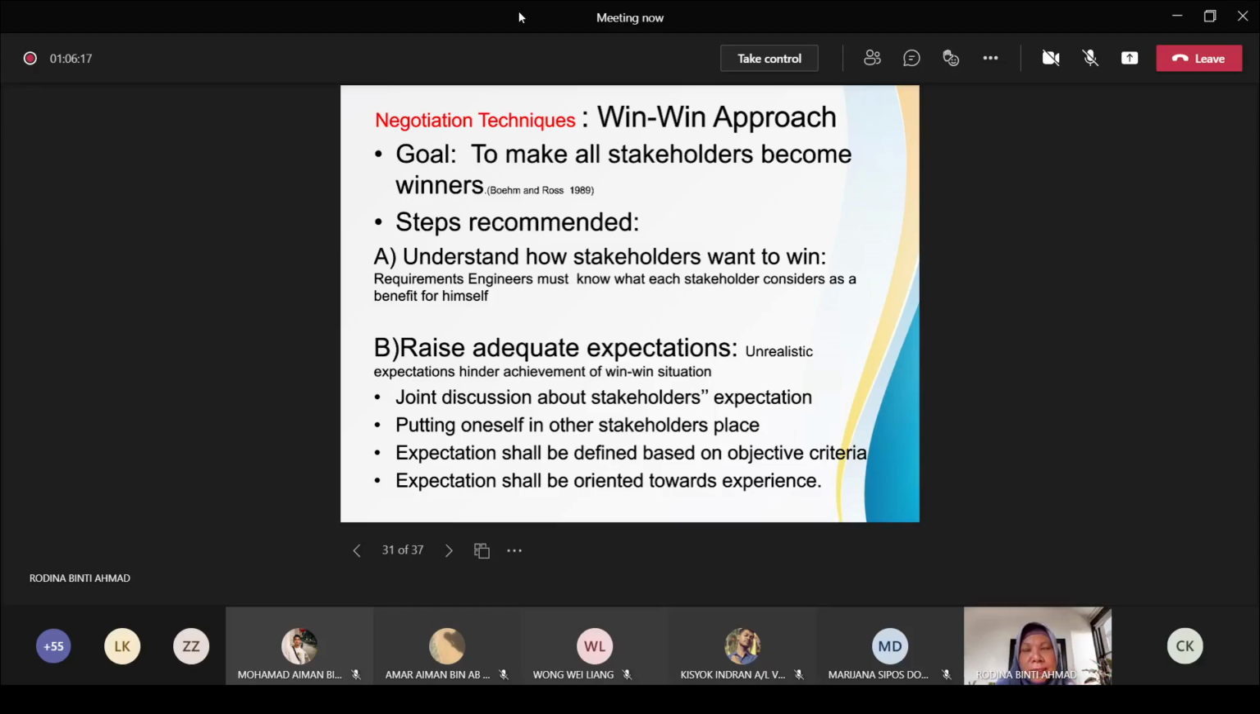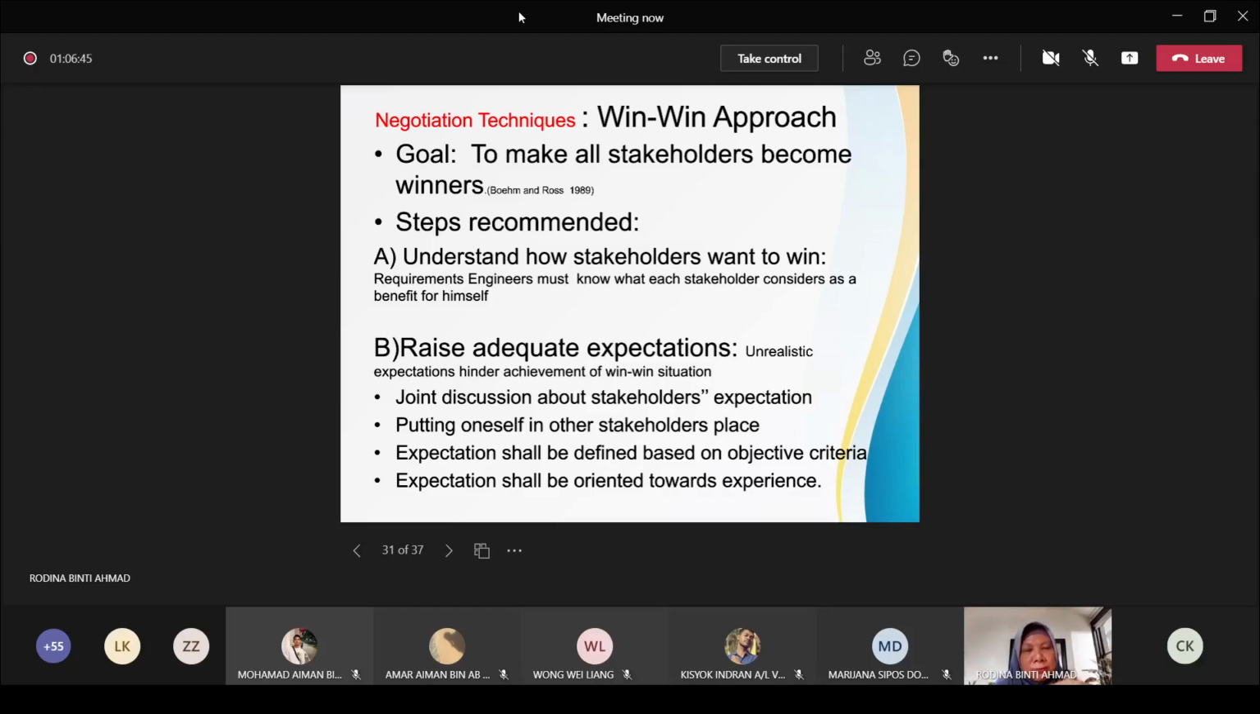And these are the steps that he recommends. You have to follow this in order to make sure that everyone wins in the negotiation. But of course, your expertise or the skill that you have is important, to ensure that the stakeholders feel that they are in a win-win situation. All right, first is to understand how stakeholders want to win.